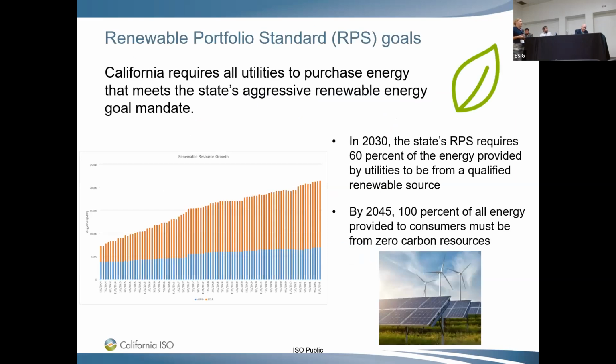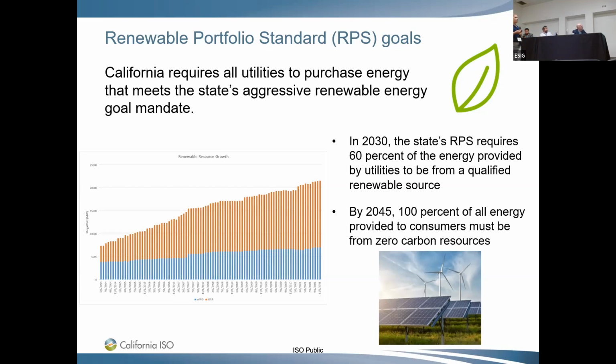So what's been happening on the resource mix side? California has pretty aggressive goals for getting to 100% of energy from zero carbon resources. By 2045, the goal is for 100% of all energy to be provided from zero carbon resources. With that, in 2030, an intermediate step is that we'll have 60% of that energy provided from a qualified renewable source.